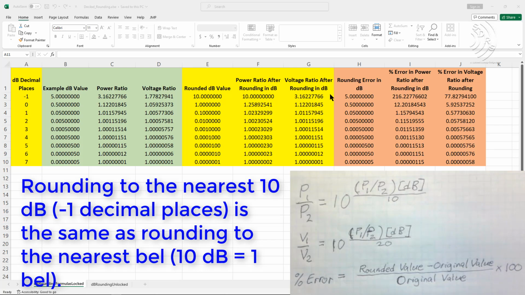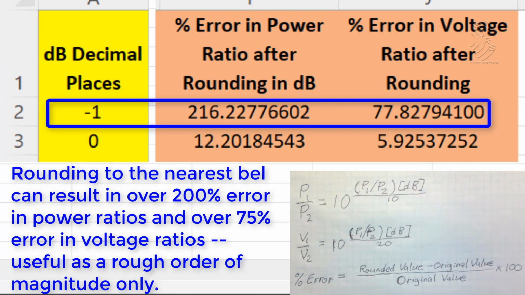Rounding to the nearest 10 dB is equivalent to rounding to the nearest bell. The bell is a unit on which the decibel is based, where 10 dB equals 1 bell. We see that rounding to the nearest bell can introduce an error in the power ratio of over 200% and an error in the voltage ratio of over 75%. Although rounding to the nearest bell does preserve the rough order of magnitude of the initial ratios, this is a very rough approximation, and it would not be accurate enough for use in measurement, analysis, or design.